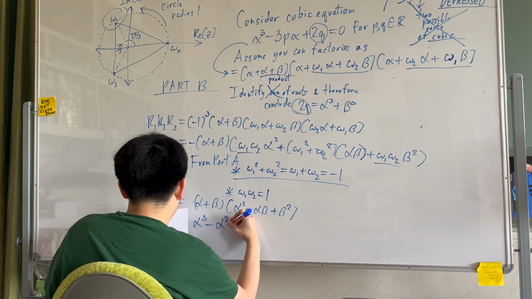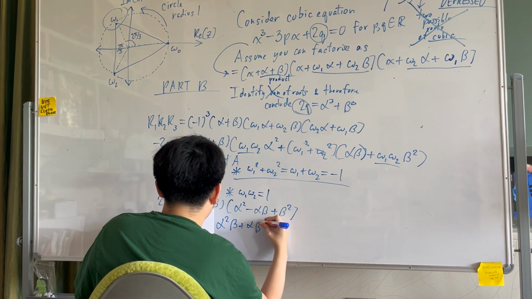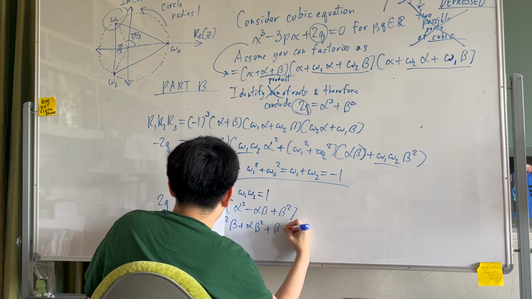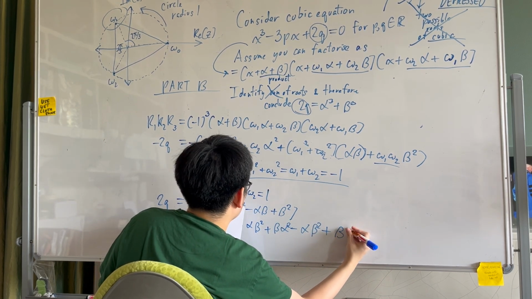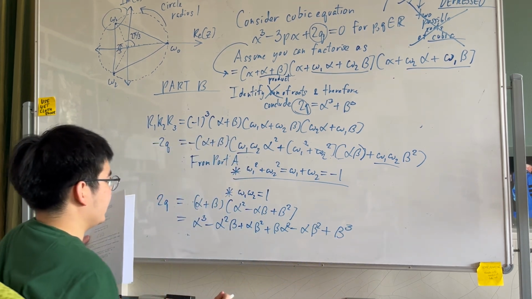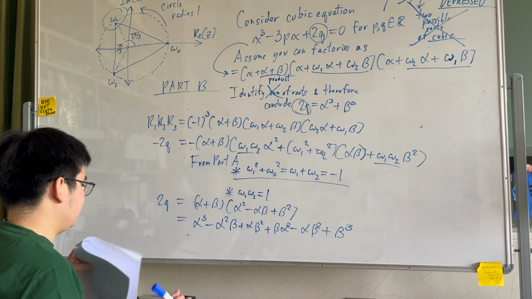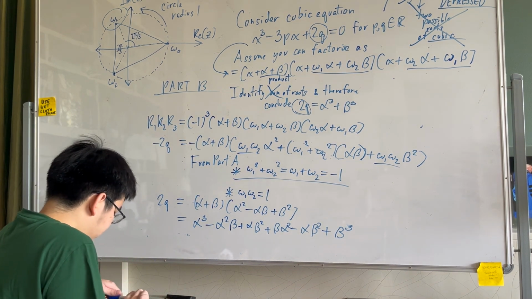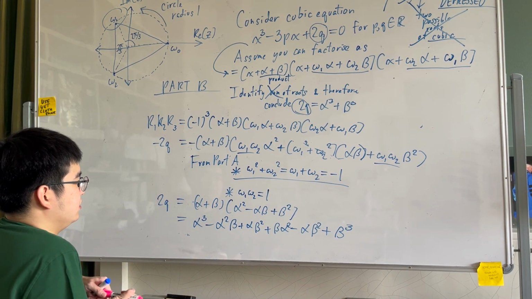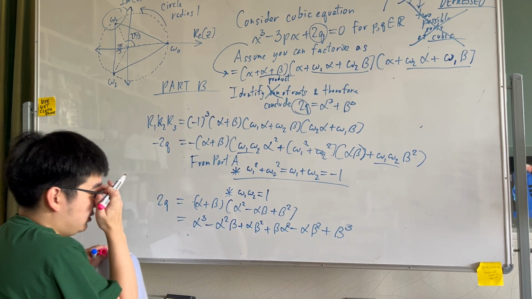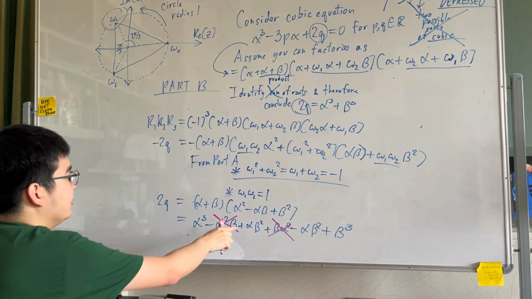And now we just have to go for the word alpha squared beta plus alpha beta squared plus beta alpha squared minus alpha beta squared plus beta cubed, and there's obviously some cancellation that happens here. Let's see. Let's do it in color coding just to make it easier. This gets deleted with this, and that gets deleted with that.